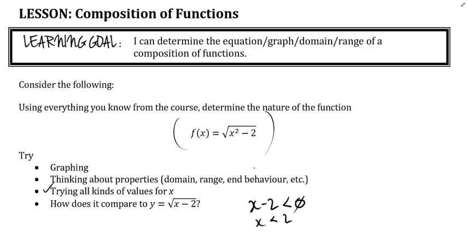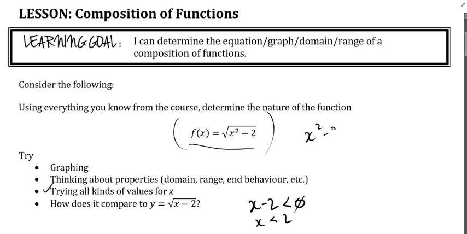Brandon, what do you think? I was wondering for the domain, x is less than 2, it can be less than 2, it's still true for this one? Yes, it can be. What can't it be, though? What if I made it 1? 1 squared is 1. 1 minus 2 is negative 1. That won't work.